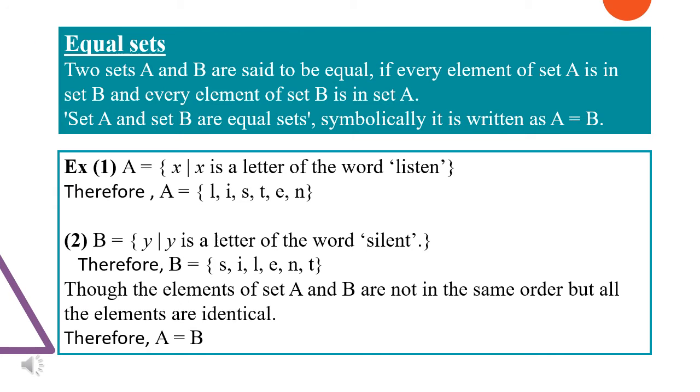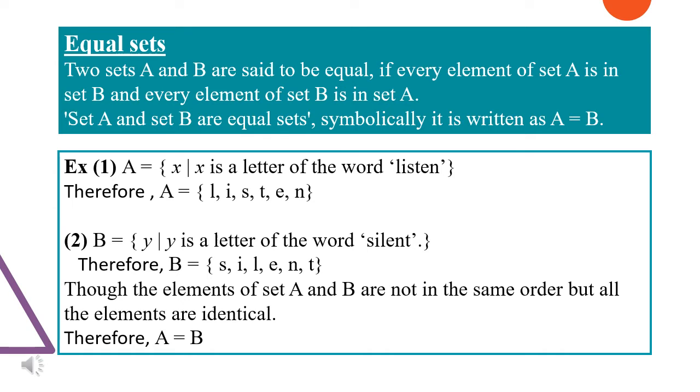Now let us learn about equal sets. Two sets A and B are said to be equal if every element of set A is in set B and every element of set B is in set A. So here basically the elements are same in both the sets. Okay. So set A and set B are known as equal sets. And symbolically it is written as A equal to B, or even if you write B equal to A, it's one and the same. So let us see few examples.